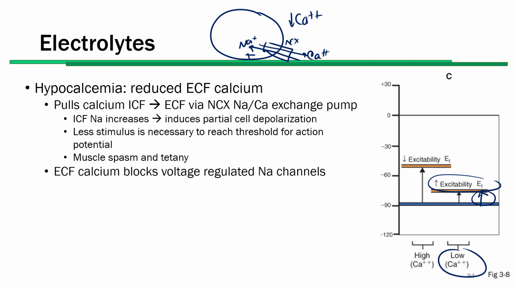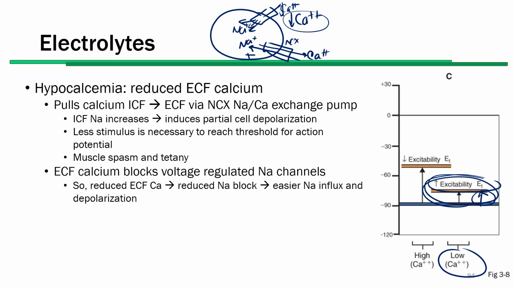Now, normally also, in our voltage regulated sodium channels that sodium normally comes in, calcium actually blocks those. But we have reduced calcium, which means we have a reduced calcium block, which means more sodium can come through. And that's even going to make it more depolarized. So we even have this gap lower, and that contributes to making that excitability even more. So reduced extracellular calcium reduces that sodium block, and it's easier for sodium to come in and cause depolarization. That also can lead to muscle spasm and tetany.